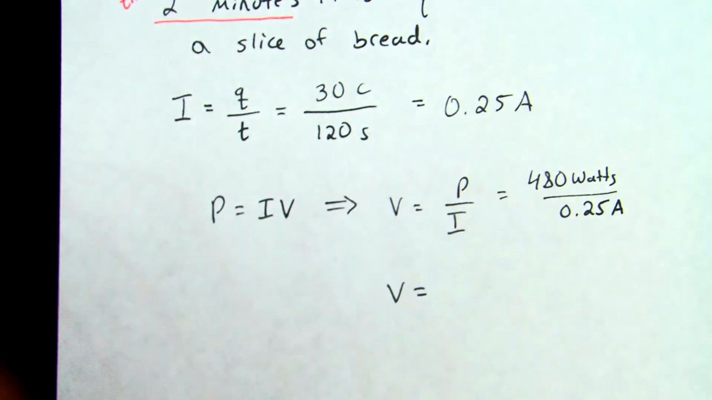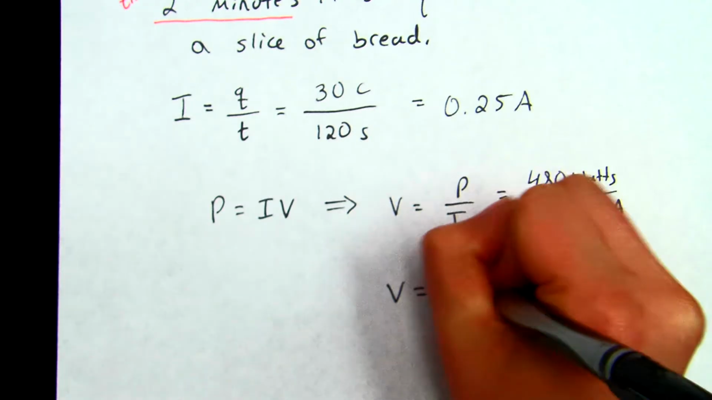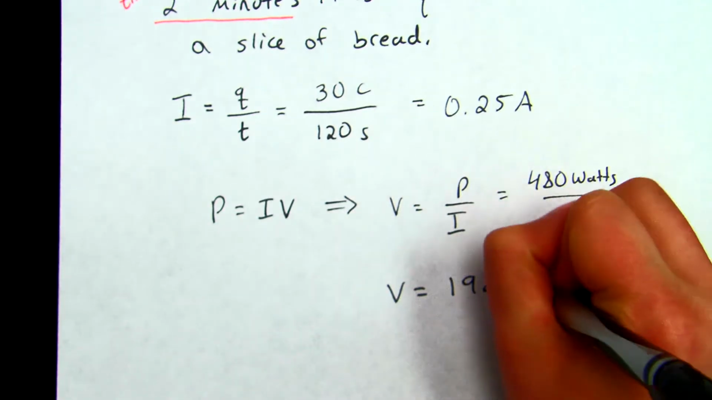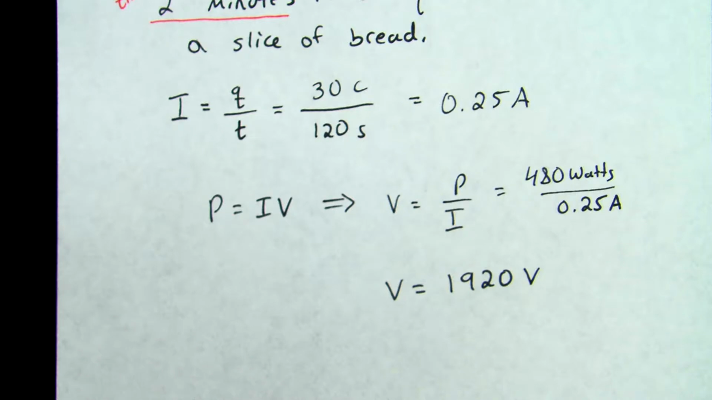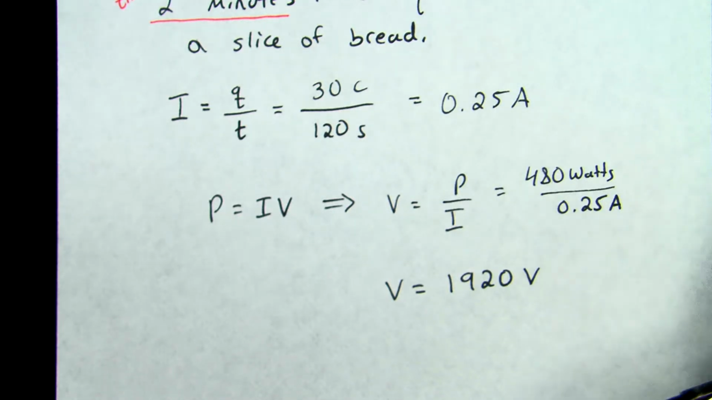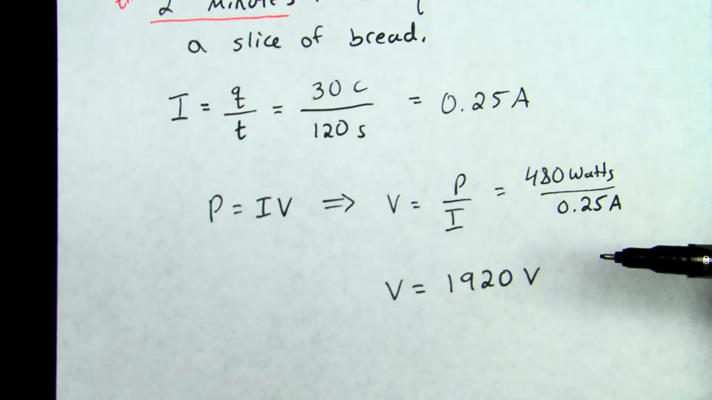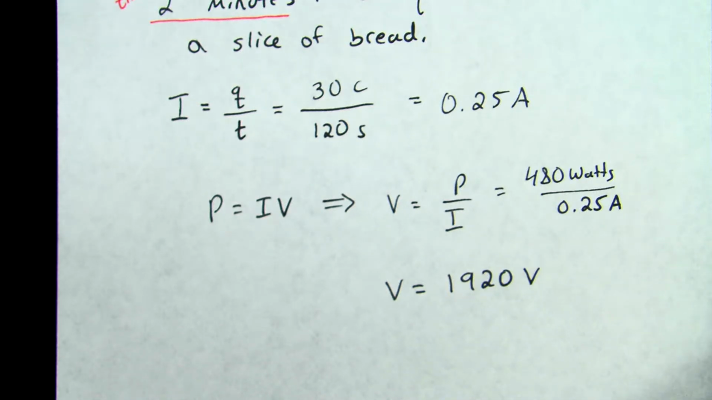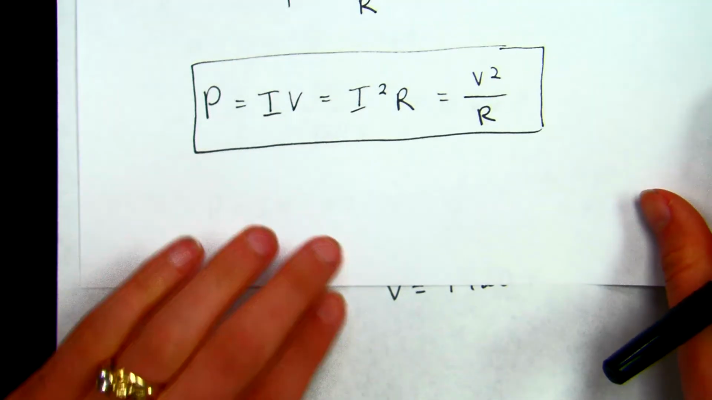So we could say the voltage that our toaster experiences is 1920 volts. That's much higher than what you would find in a standard outlet. So these numbers are made up, and not necessarily representative of what you would get in your standard wall outlet. Your standard wall outlet, in the United States at least, is 120 volts, give or take a few. Okay, so we could find the voltage of our toaster, and let's see what else we can do.